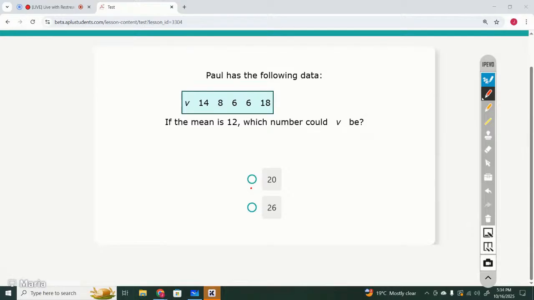So the sum of the numbers is 20 plus 14 plus 8 plus 6 plus 6 plus 18. Sorry, 18. So if V is 20, the sum of all the numbers is 72. They are 1, 2, 3, 6. So 72 divided by 6 is 12. So that means yes, V equals 20. So the correct option is 20. Option 1 is the correct option.